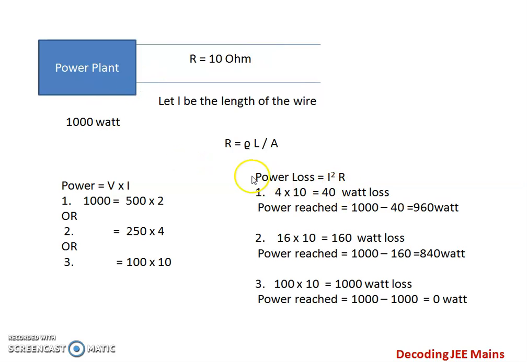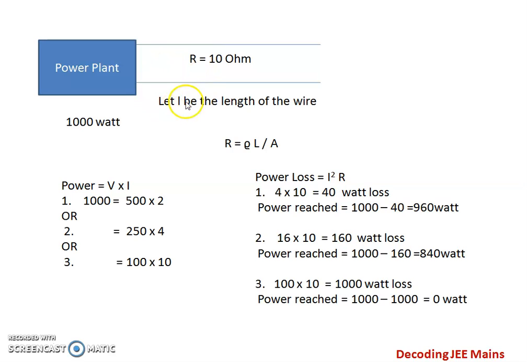We should not lose power in between, and in order to avoid that, the power is transmitted in such a way that we keep the value of current as minimum as possible and the voltage as maximum as possible. That is why we need to increase the voltage, and in order to increase the voltage we require the step up transformer. That is why for power transmission, the power which is generated in the power plant is transmitted with the help of a step up transformer.